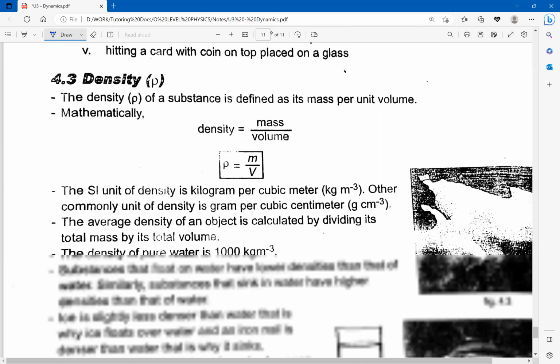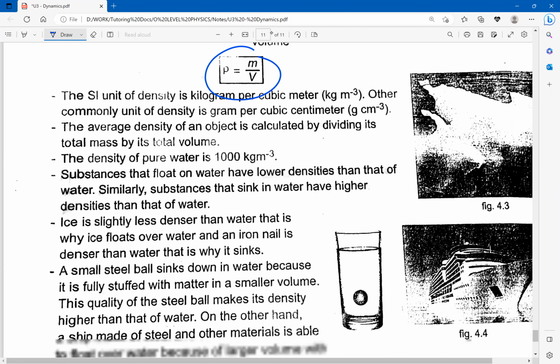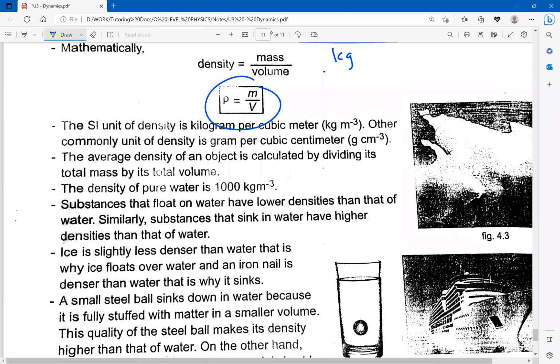Then there's density. Density is defined as mass per unit volume. M by V. This is density. The SI unit of density is kilograms per meter cube, because mass is in kgs and volume is in meter cube. The resulting unit will be kg over meter cube, or kg meter negative 3. This is the unit. Density of pure water is always 1000 kg per meter cube.